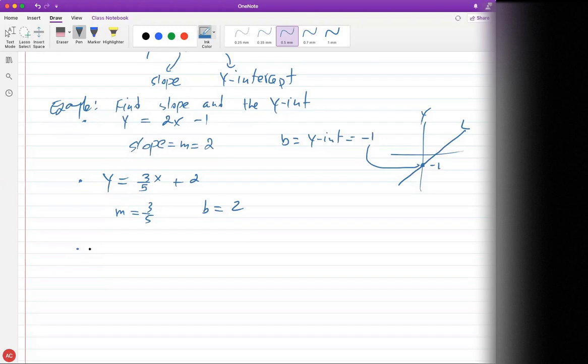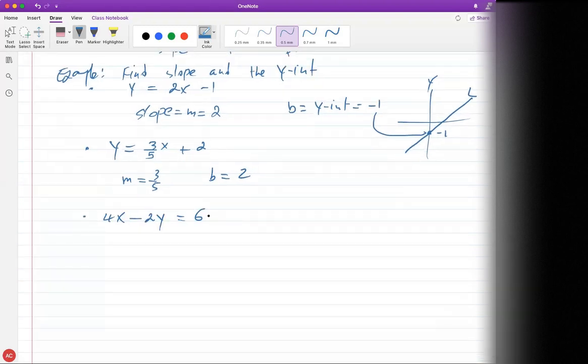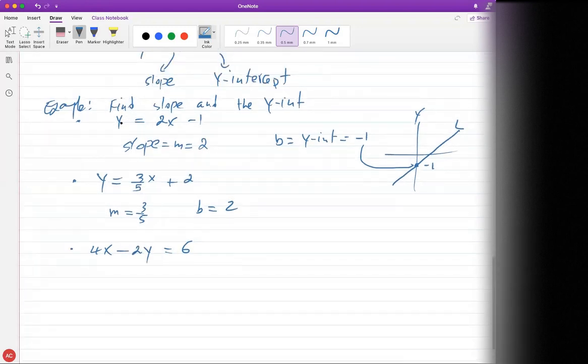Sometimes the equation can be, let's say, 4x - 2y = 6. In this equation, we can't tell what the slope is yet because it's not in this form. It has to be in this form, meaning the y must be by itself and everything else on the other side. So we're going to make some changes first to turn this to look like this. Once we do that, we can easily read the m and b.